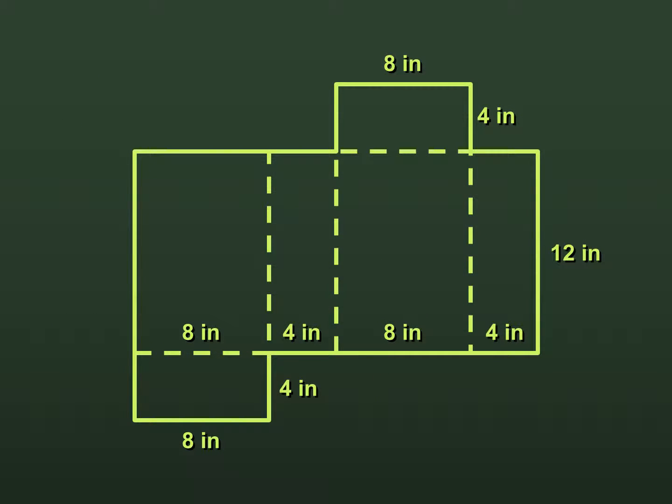Alright, so let me explain something about the perimeter. If this was a box, like a cardboard box, and we undid this cardboard box, you could see that these pieces here add up to 24.